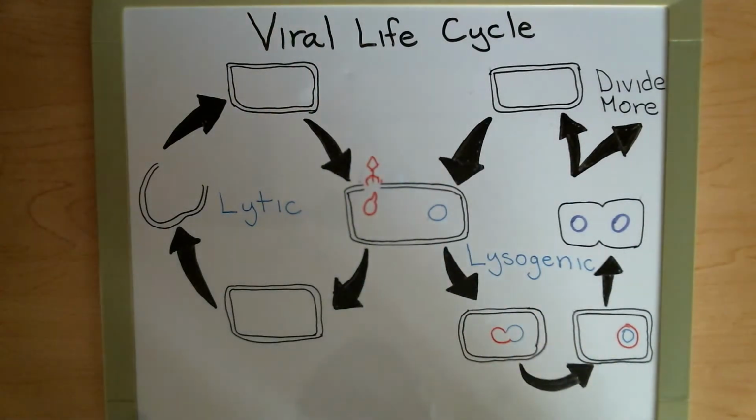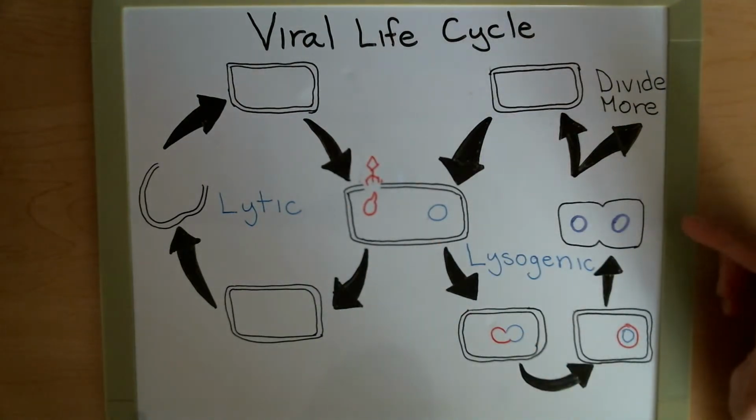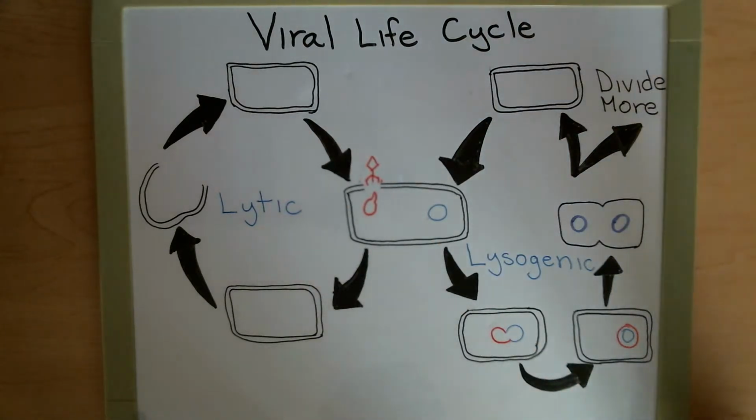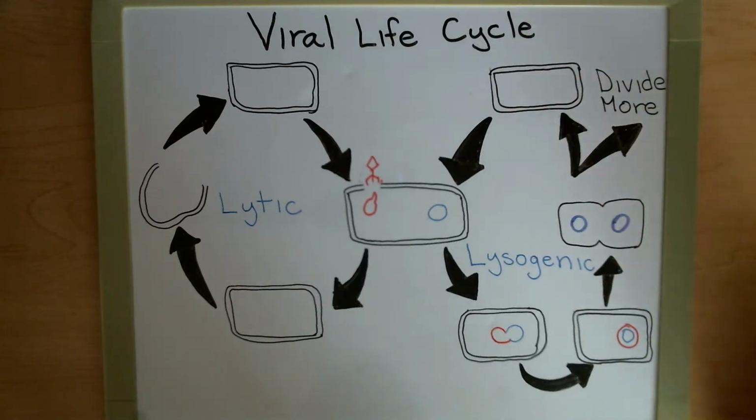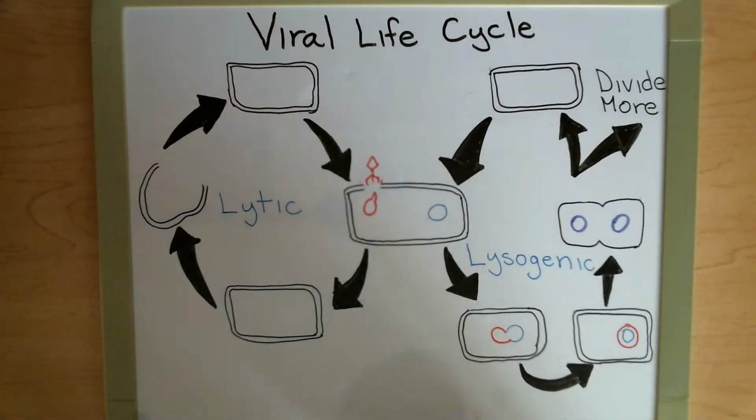So the virus itself does not replicate on its own, but it is dependent on the bacteria to divide. So when the bacteria divides, that's when the virus divides. If the bacteria does not divide, then the virus itself does not divide. So here I'm just depicting some binary fission. 1 becomes 2, 2 becomes 4, 4 becomes 8, so on and so forth. So as the bacteria divide, so does the virus.